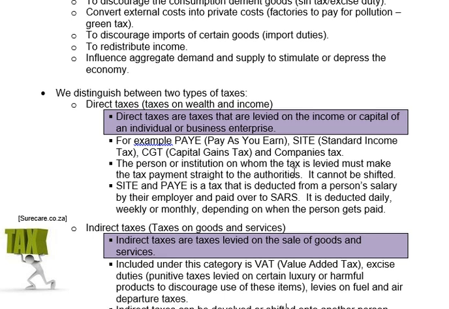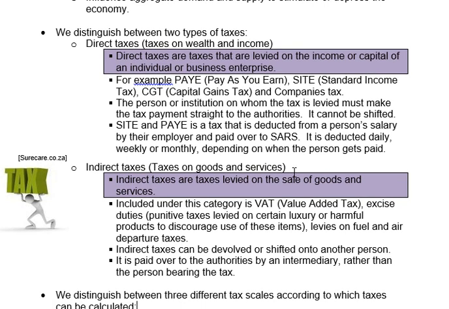Right. Now, we distinguish between two types of taxes: we have direct taxes and we have indirect taxes. Your direct taxes will be taxes on wealth and income. Your definition is: taxes levied on the income or capital of an individual or business enterprise. Examples: pay as you earn, that is income tax. All people that earn an income pay pay as you earn and so on.